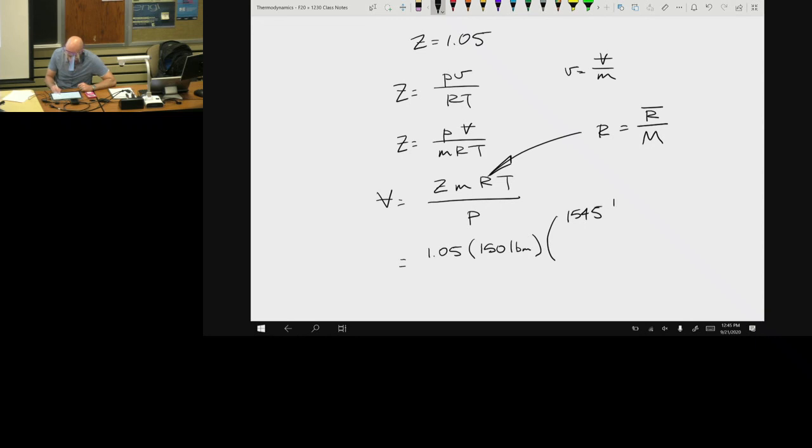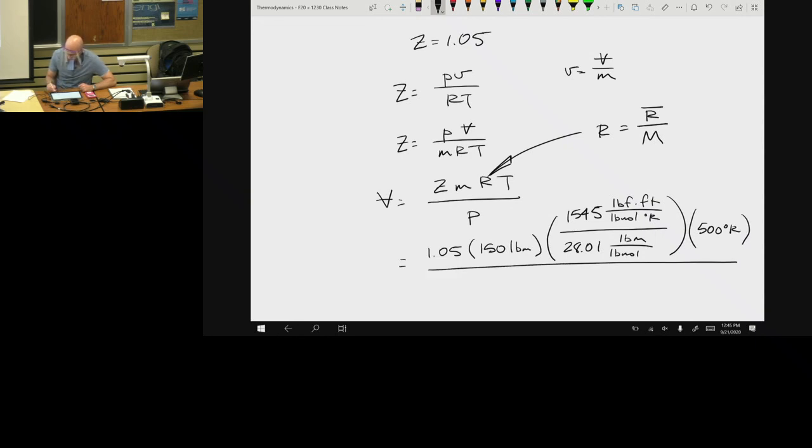Here we go. 1545 pounds force times feet over pound mole degree Rankine, all divided by the molecular weight, which is 28.01 pounds mass per pound mole. Okay, and then my temperature here is going to be given to me as 500 degrees Rankine. Divide all that by the pressure they gave me, which was 3,500 pounds force per inch squared.